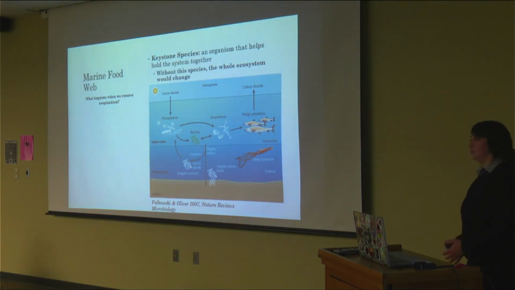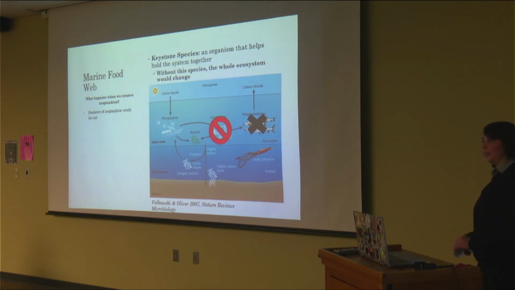Zooplankton are known as a keystone species. This is an organism that helps hold the system together. Without this species, the whole ecosystem would change. So for example, what would happen if we were to remove zooplankton from our ecosystem here? Well, our pelagic predators, to start, would have less food to feed upon, so their numbers would eventually dwindle and die out. This would create a domino effect as their predators would also start dwindling out.